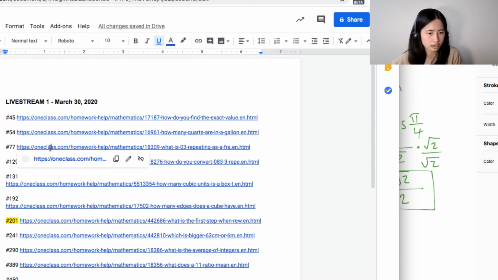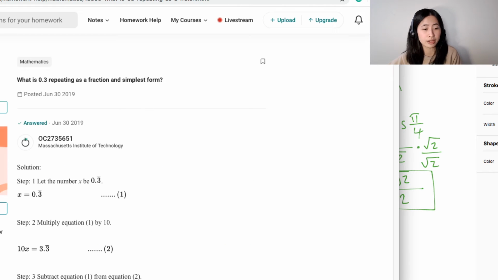Okay, next. Okay, this is an interesting question because even though you're at a higher level, some students actually don't know how to express repeating decimal numbers as a fraction, which is very interesting. So that's what we're going to do today. Okay, so it says, what is 0.3 repeating as a fraction in simplest form?